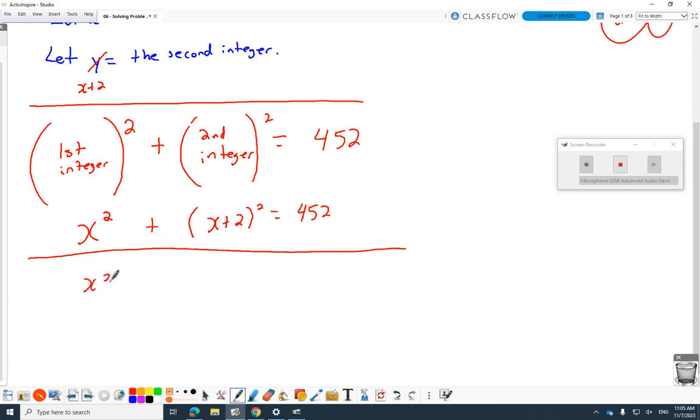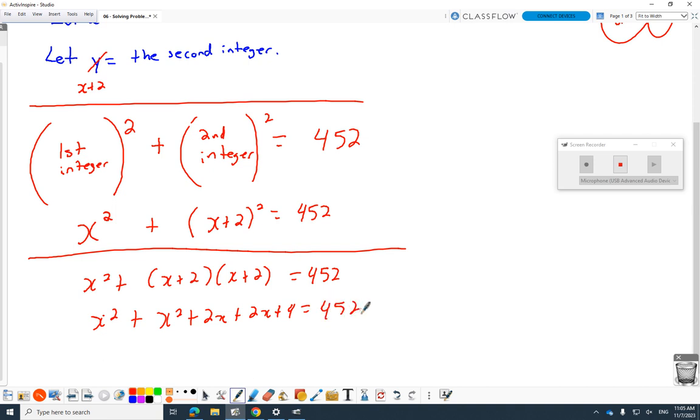X squared plus, let me just multiply out these brackets here. And I get x squared plus x squared plus 2x plus 2x plus 4 equals 452. I get 2x squared plus 4x plus 4 equals 452. All I did there was distribute the brackets. Did I do it right? 2x, 2x, 4? Yeah, I did. And collect like terms. I didn't do anything crazy there at all.